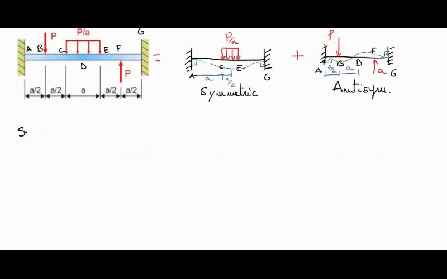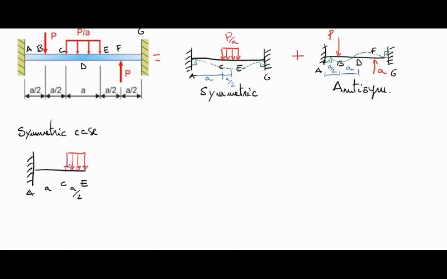So if we analyze the symmetric case, what we do is we cut the structure according to the plane of symmetry, according to this cross-section D. So we have cross-section A, cross-section C, and E, and distances A and A divided by 2, as we analyzed before, and we have the distribution of load that has a density P over A.